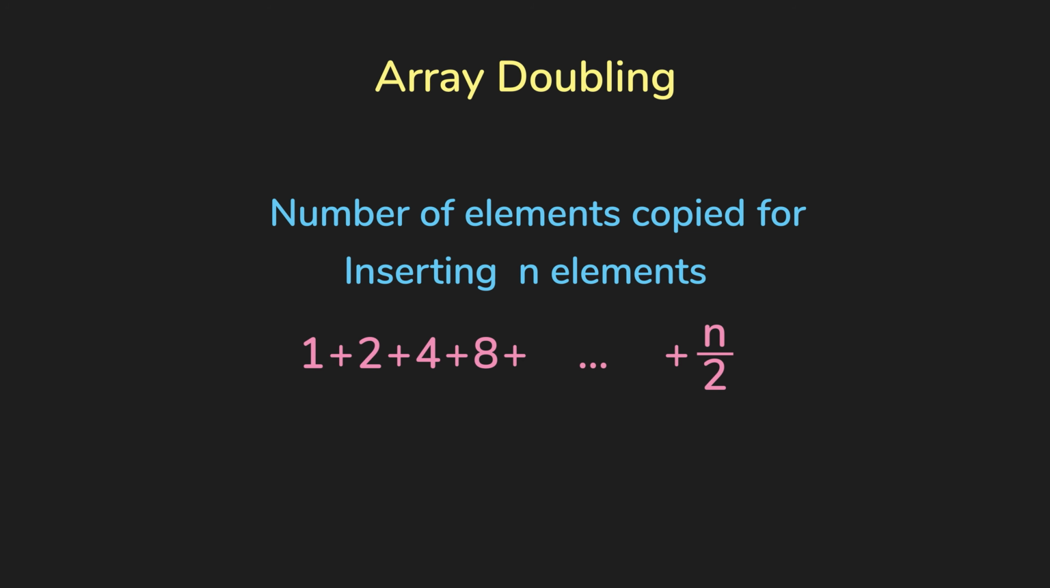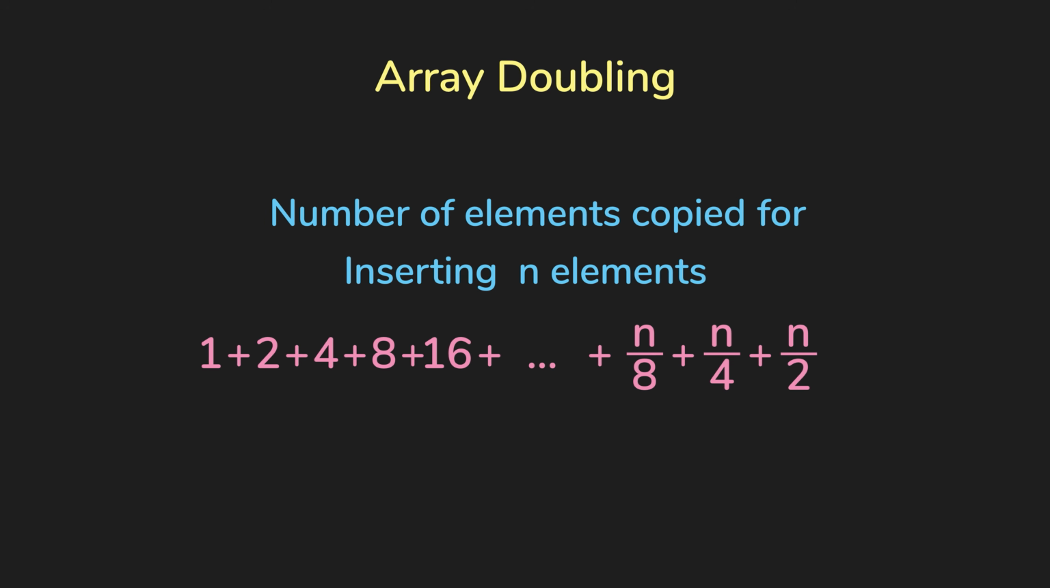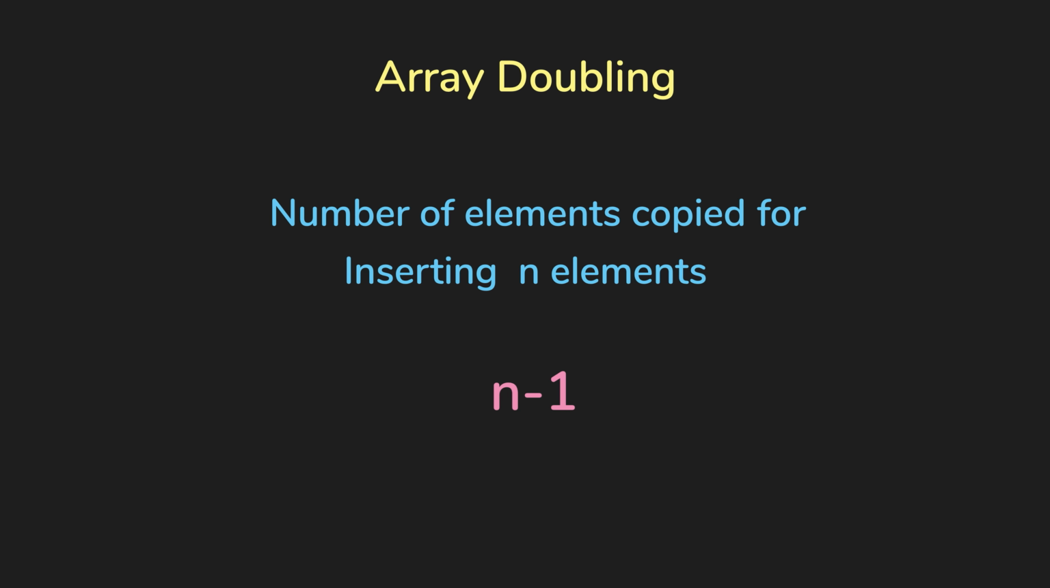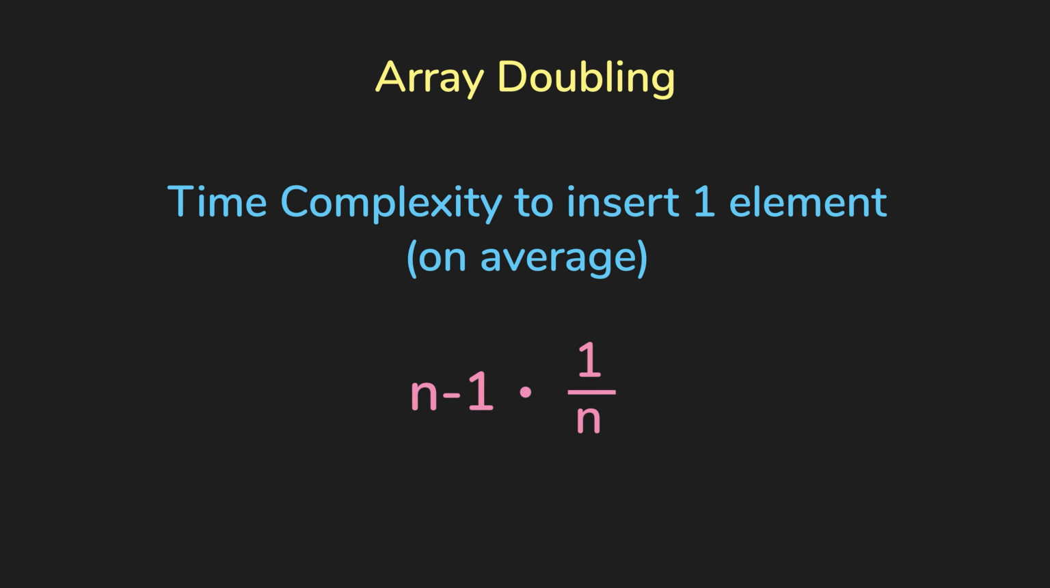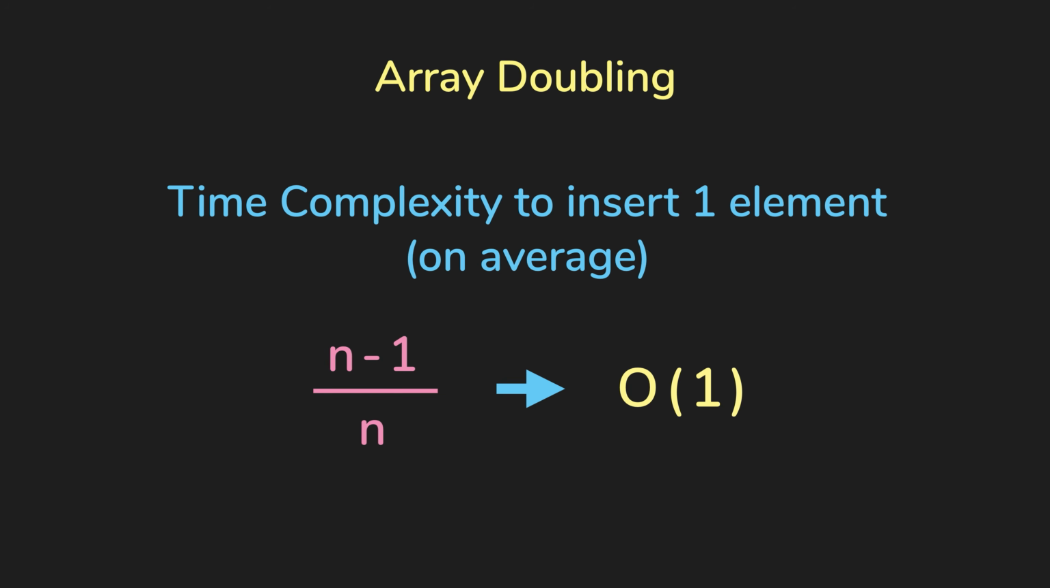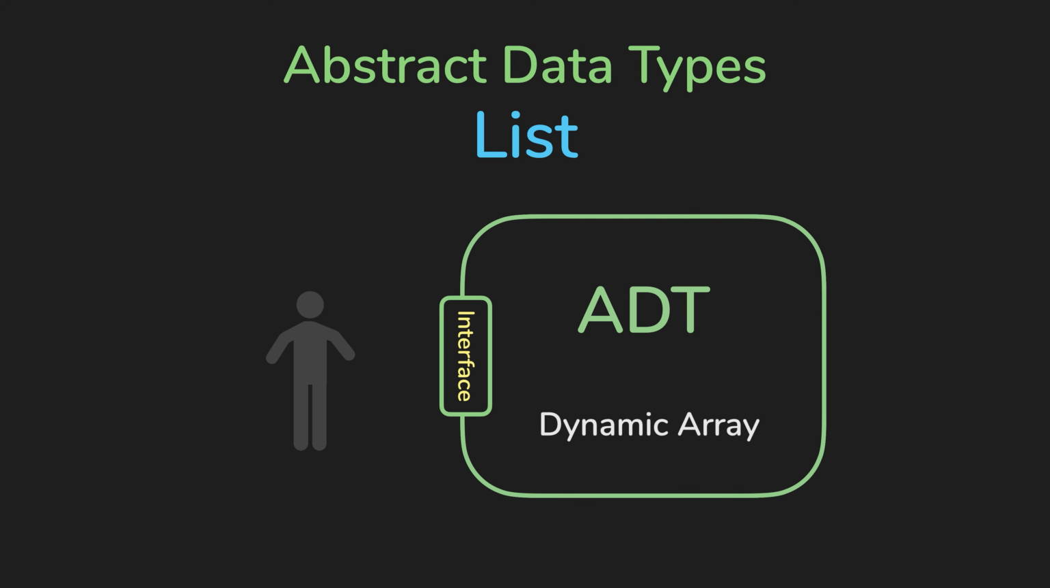1 plus 2 plus 4 plus 8 plus 16. And then at the end, it's basically plus n divided by 8 plus n divided by 4. And then finally, n divided by 2. So if you know your summation formulas, you know that this is equivalent to n minus 1. So this is for inserting n elements. So to get the average or the amortized time complexity, we can divide this by n. So for each element, the time complexity for an insert is n minus 1 divided by n, which is basically O of 1.